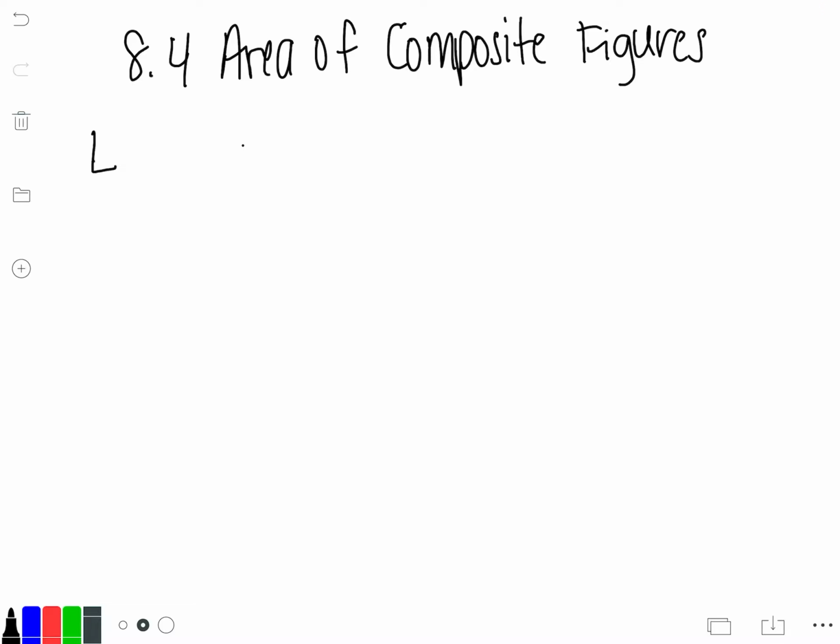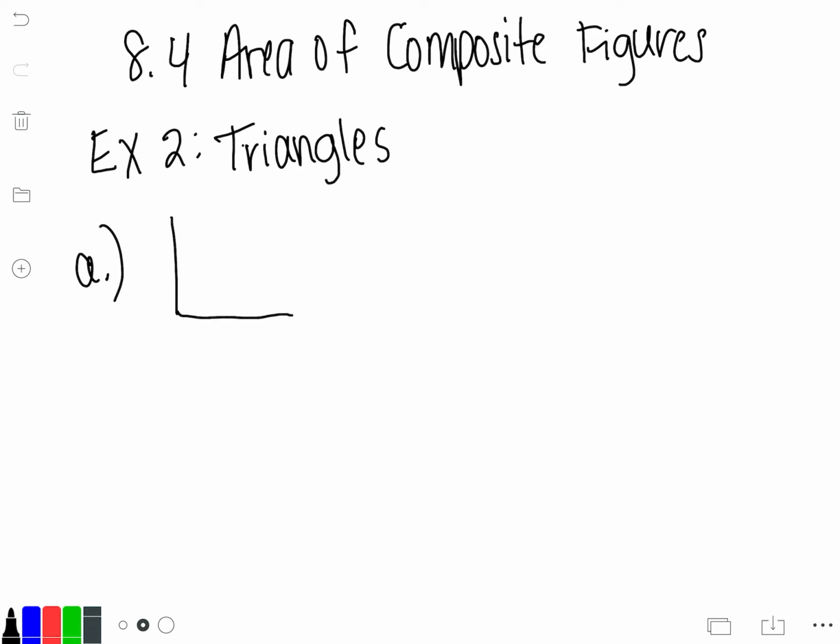So here is the second lesson that goes along with this. This is example 2. Today we'll do triangles. So you can make this example A. And there's a few different types of triangles that you can have. I'll make a right triangle first. Remember, a right triangle has one 90-degree angle. Let's say they give you this side length of 8 and this side length of 7.